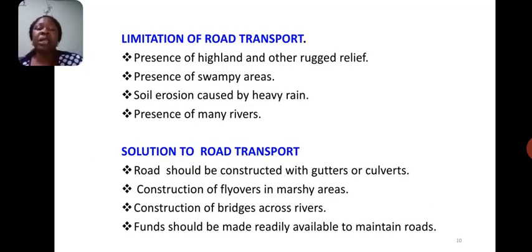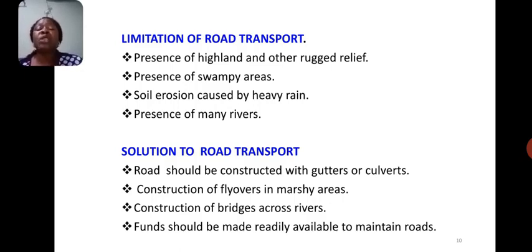We are also looking at the limitations of road transport, because road transport has its limitations. One, presence of highlands and other rugged relief. We also have the presence of swampy areas, soil erosion caused by heavy rain, presence of many waters.